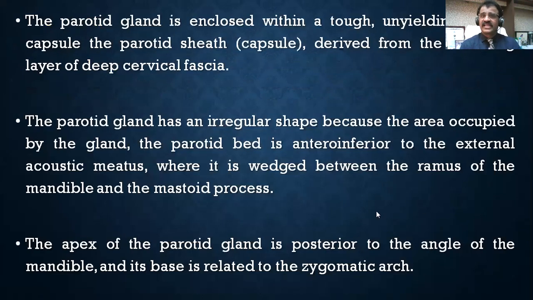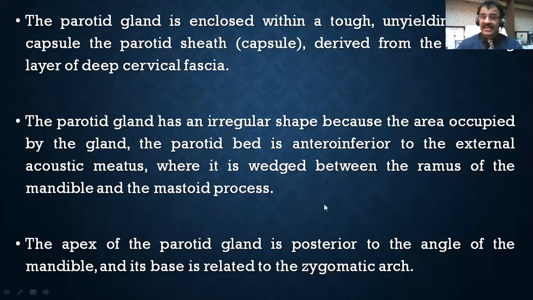The parotid gland is enclosed within a tough, unyielding fascial capsule, which is called the parotid sheath, derived from the investing layer of the deep cervical fascia, which we saw during the study of triangles of the neck. The parotid gland has an irregular shape because the area occupied by the gland is the parotid bed, which is anterior-inferior to the external acoustic meatus. The external acoustic meatus is a canal, where the gland is wedged between the ramus of the mandible and the mastoid process.